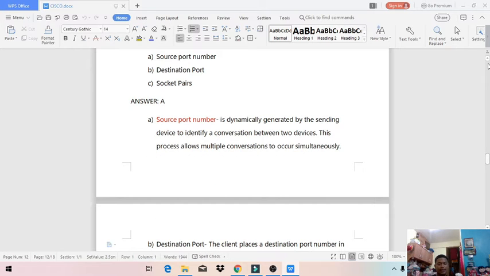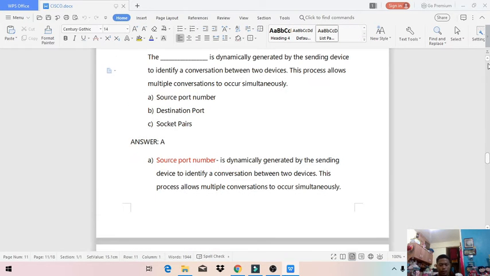So next is: the blank is dynamically generated by the sending device to identify a conversation between two devices. This process allows multiple conversations to occur simultaneously. Letter A is source port number, letter B is destination port, letter C is socket pairs. The answer is letter A.